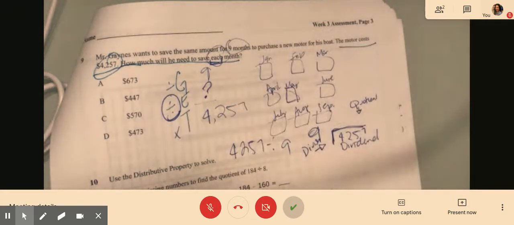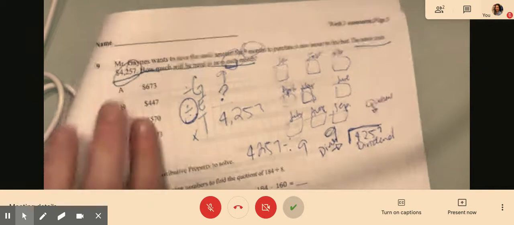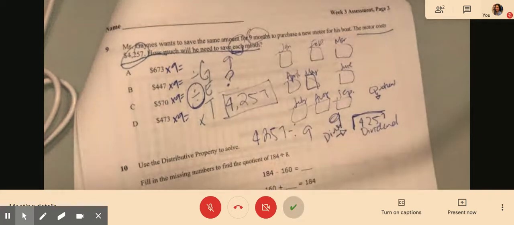Remember that if you don't feel comfortable with division and the question is multiple choice and you feel comfortable with multiplication, you could actually multiply. So you would be able to multiply the answer choices times 9 and see which of the answer choices gives you a total of 4,257. So you have 2 options on how to solve this problem. Let's go to question 10.